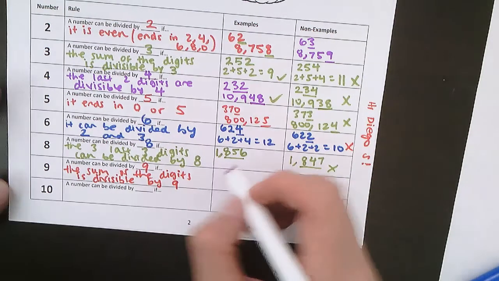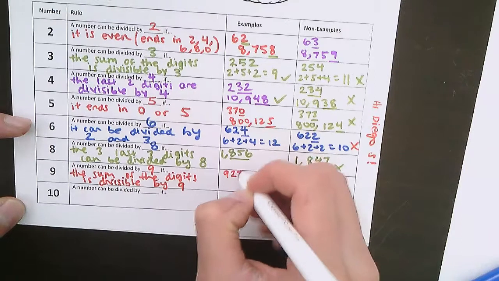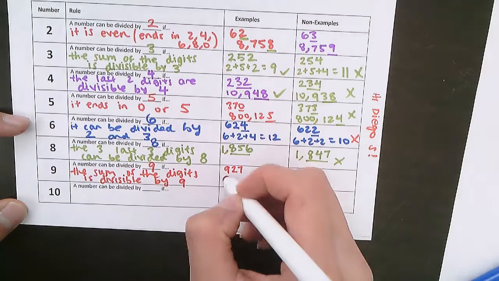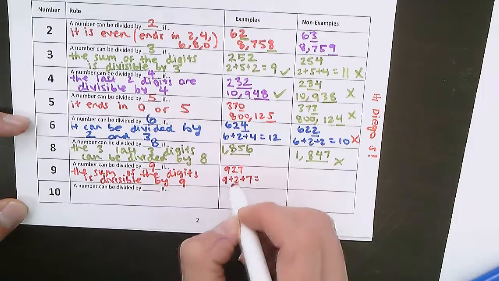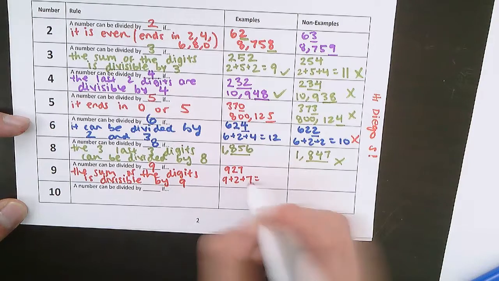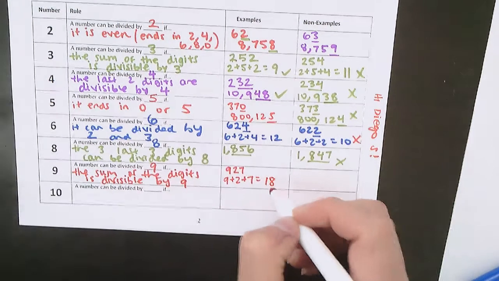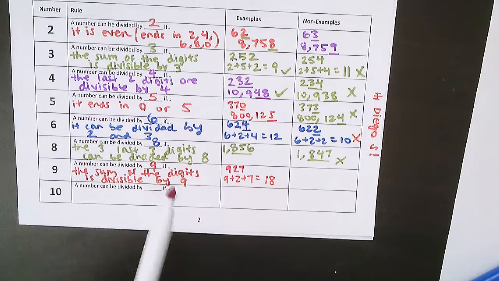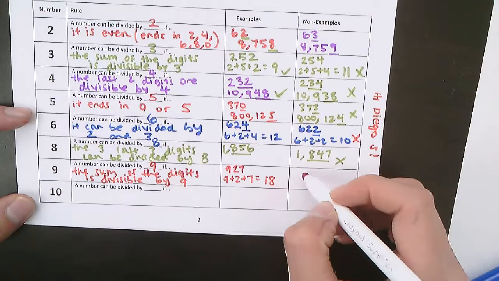So for example, let's try 927. Can that be divided by 9? Let's check. Let's add up the digits. 9 plus 2 plus 7 equals, 9 plus 2 is 11, 11 plus 7 is 18, and 18, can that be divided by 9? Yes, it can. 18 divided by 9 equals 2. That works.